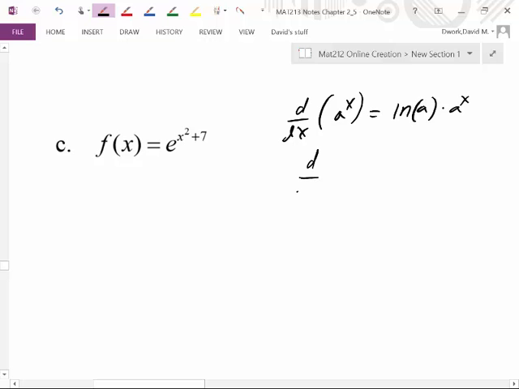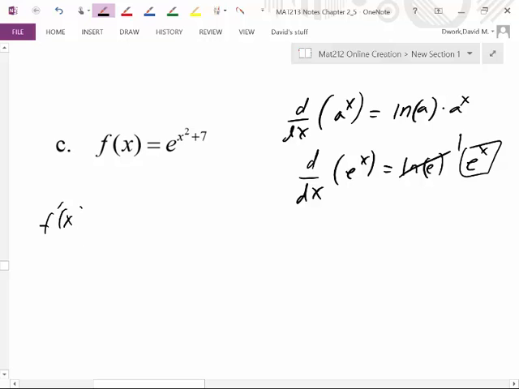So when the base is e, you just have to remember the natural log of e is 1. So therefore we end up with just our derivative being e to the x. Well, now in this case, we don't have just an e to the x, but we can still use our same logic here of, all right, inside, outside functions.